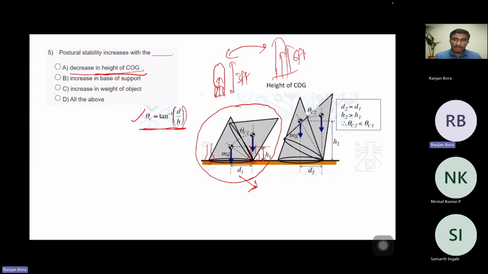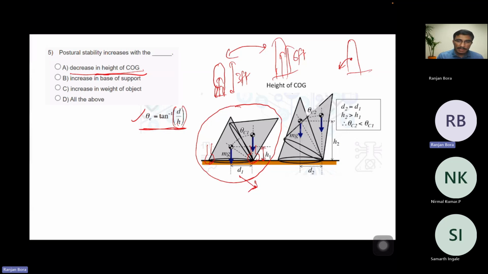The COG height is not fixed. If we are standing, then it is fixed. If we bend forward, the height of the COG will also change. So it is not fixed. We can change the position of the COG according to the activity we perform. Now I am in the sitting position, so the COG height is at the level of my chair. If I stand up, then COG height will increase. So COG height is not fixed even for a person.